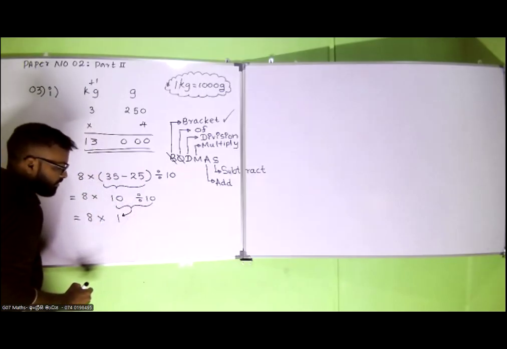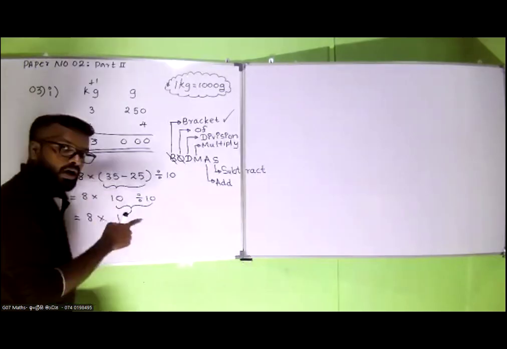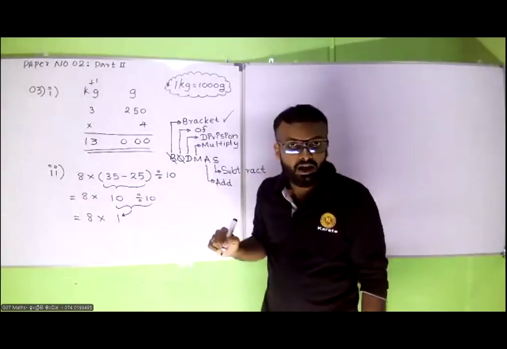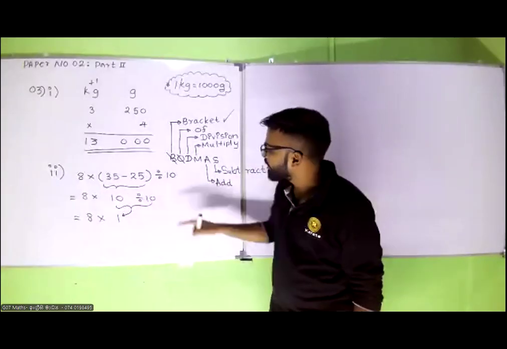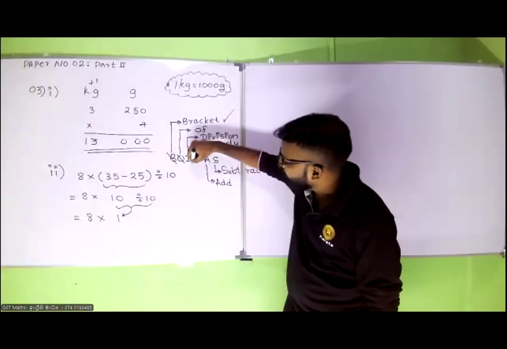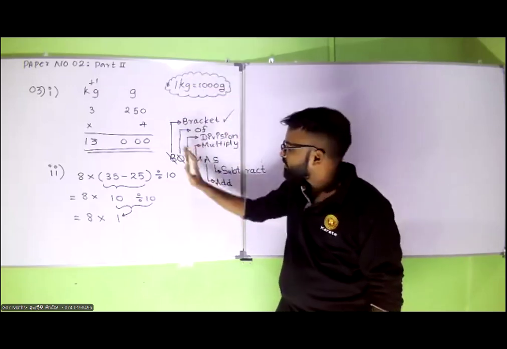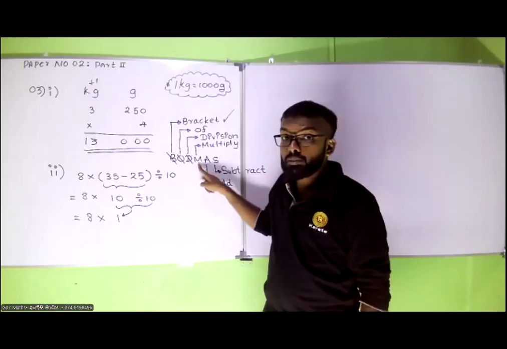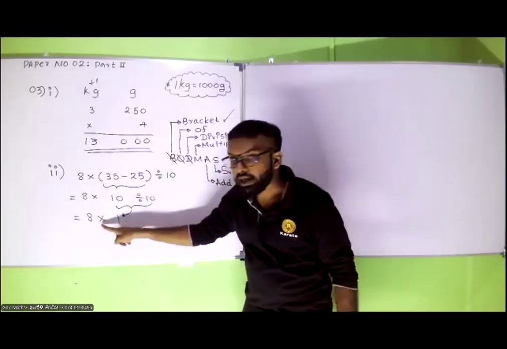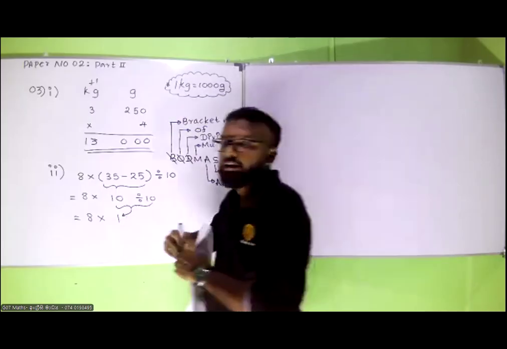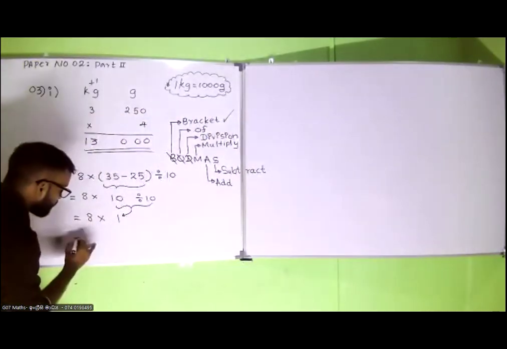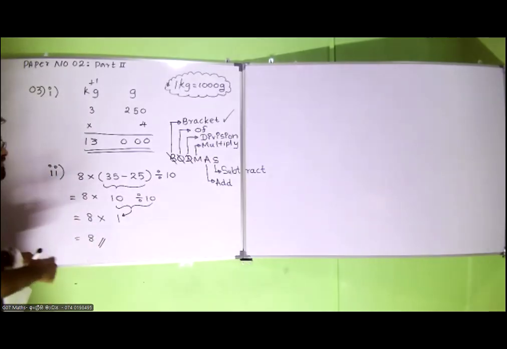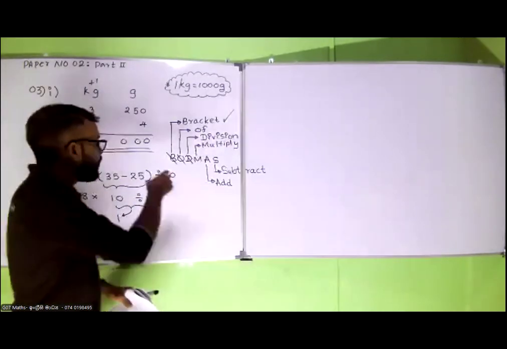You don't need to draw these arrows, I draw the arrows for your understanding. Now the division is okay, we have done that, now cancel. Now what we are going to find: are there any multiplications here? 8 into 1 is 8. So this is the final answer. 8 into 1 is 8.